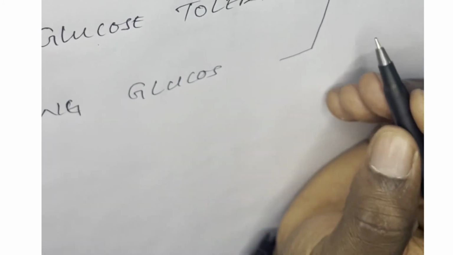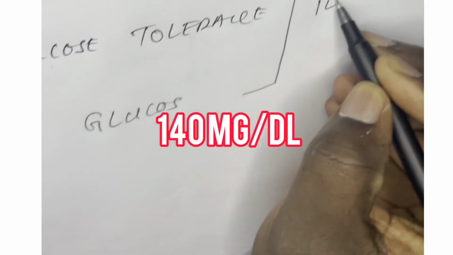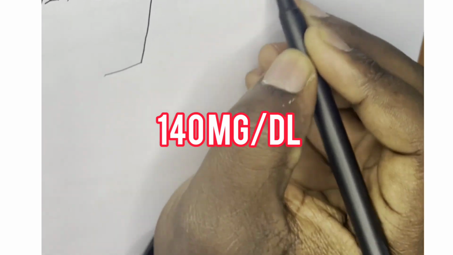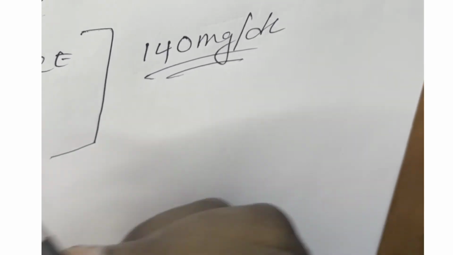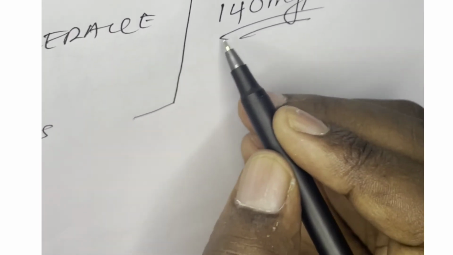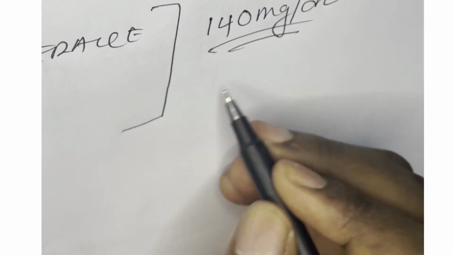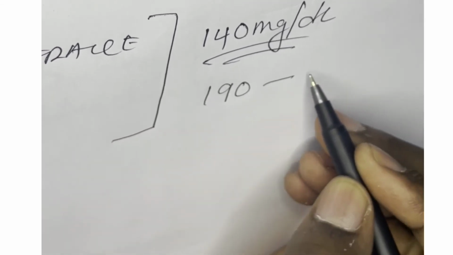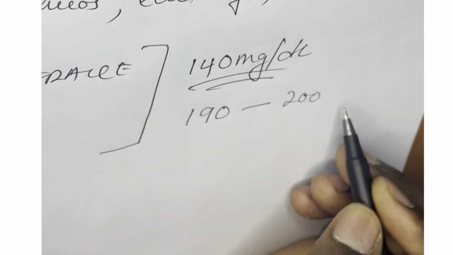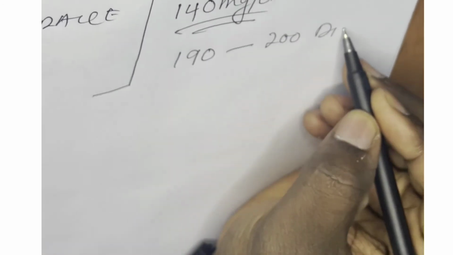And then the normal range is about 140 mg per dl. When the range found in the laboratory diagnosis is above this 140, maybe ranging from 190 to 200, when it is something like this, it is diabetes.